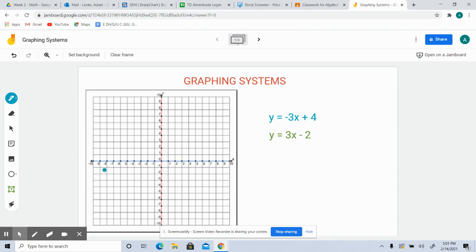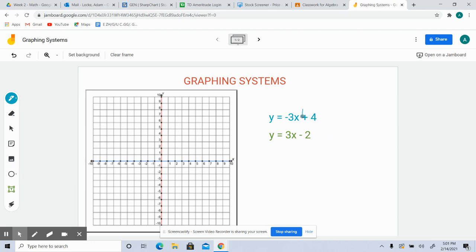You will get ones that intersect at one point, meaning they have one solution, one x and one y that'll make both equations true. The third option is two lines that have the exact same slope and different y-intercepts, which means they will never cross. They're parallel lines, and if they never cross, they have no solution. Once again, with the system, we're looking for where these things cross.